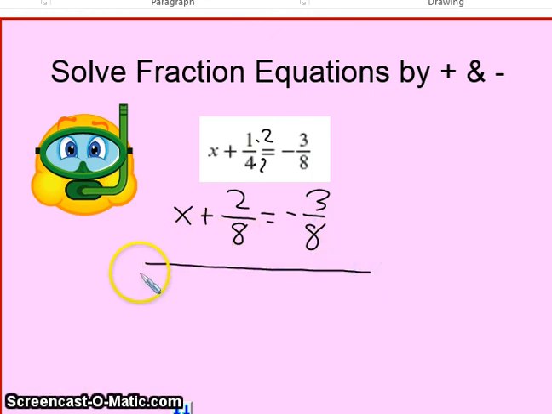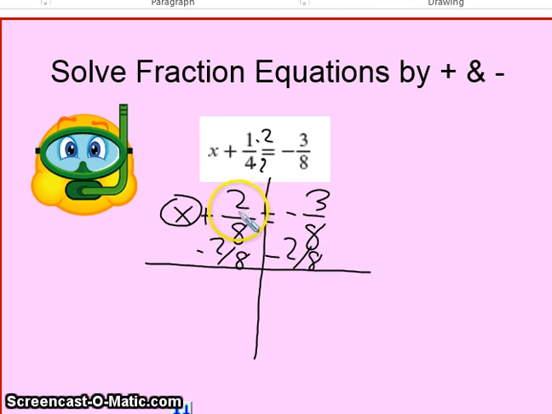Now, to solve this equation, I want to get x by itself because I want to figure out what I can plug in for x to make a true statement. That means I'm going to have to subtract 2/8 from both sides. Over here, positive 2/8 and negative 2/8 cancel out, and I'm just left with x equals negative 3/8 minus 2/8. Negative 3 minus 2 gives me negative 5 over 8.